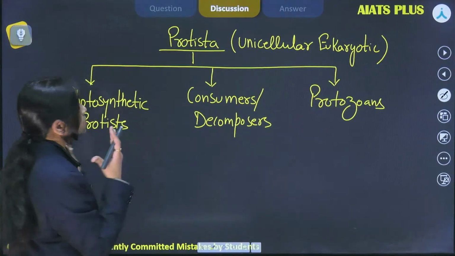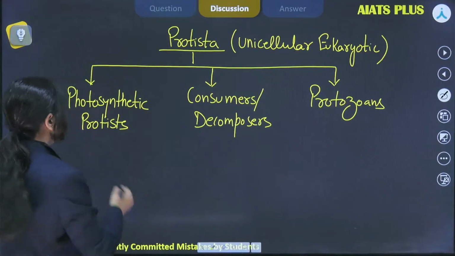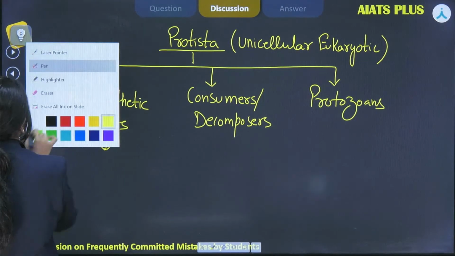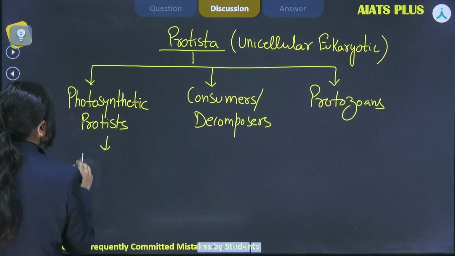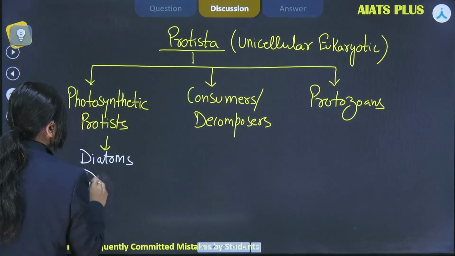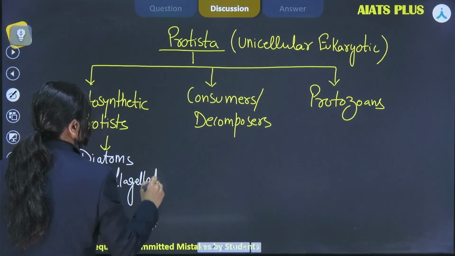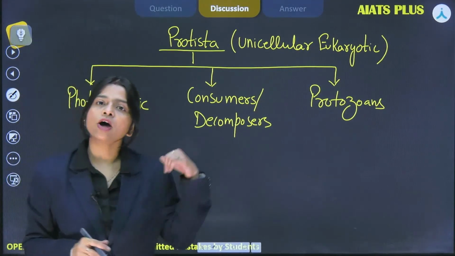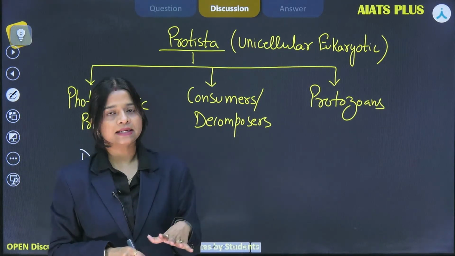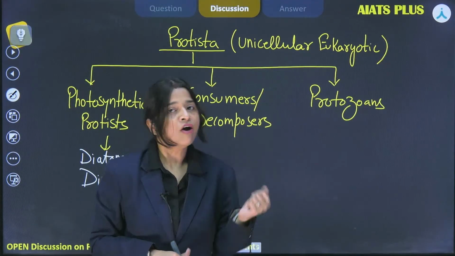Now the question is about dinoflagellates and diatoms. So they are falling in this very category, right? So if we want to write the examples, we can consider photosynthetic protists. We have diatoms, we have dinoflagellates, right? Euglenoids are also falling in this very category, although they show mixotrophic mode of nutrition, but we can consider them as photosynthetic also, because in presence of light they will be performing photosynthesis.